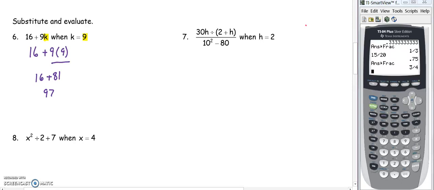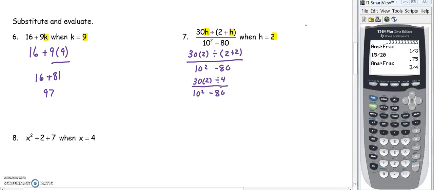In number 7, we have 30h divided by the quantity 2 plus h over 10 squared minus 80. So when h is 2, we're going to put 2 in for both h's in this problem. And so when I rewrite the problem, I have 30 times 2 divided by parentheses 2 plus 2 over 10 squared minus 80. So remember that my first step is parentheses. So I have 2 plus 2, which is now 4. And I'm going to rewrite everything else.